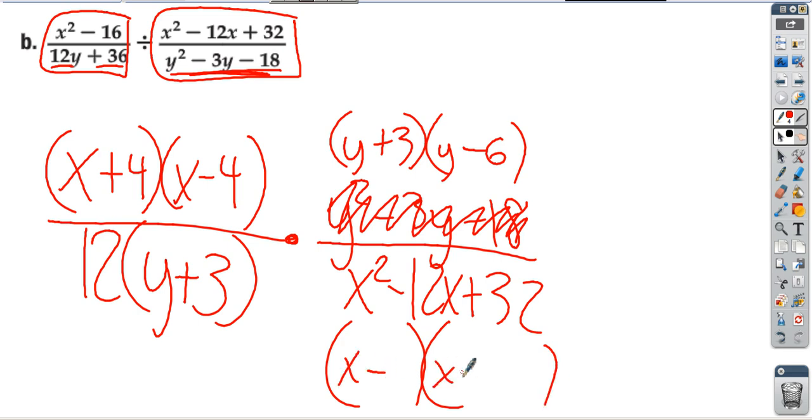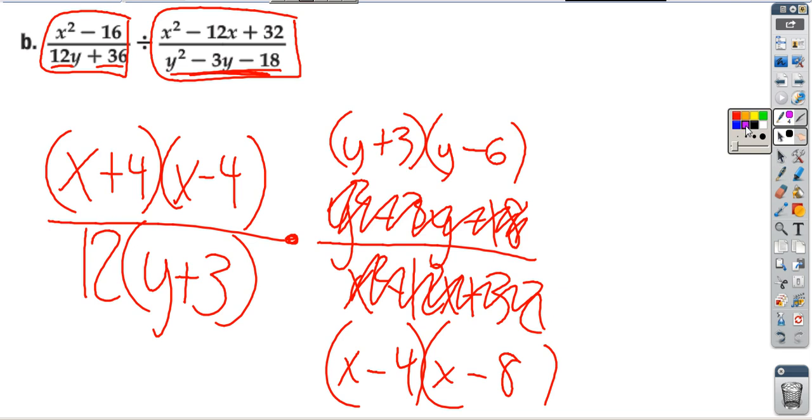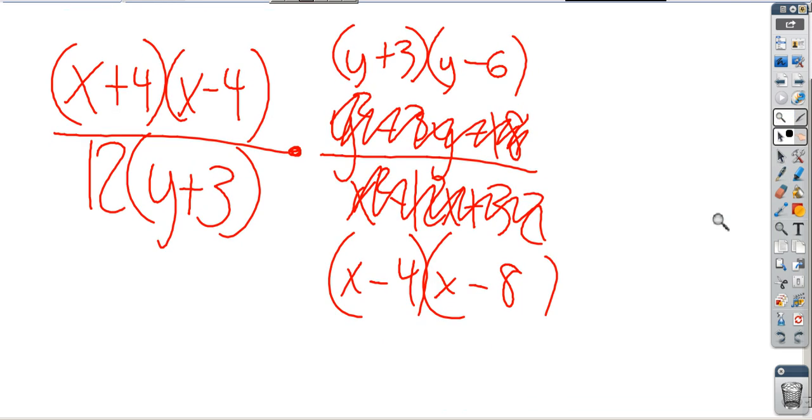There would have to be 2 negatives. And it's 8 times 4, which is 32, and 8 plus 4 is negative 12. Okay, so let's see what we can cancel now. This is usually the best part, the canceling part, because you start to make this look a lot neater. So x minus 4 cancels, y plus 3 cancels, and I think that looks like it's everything.